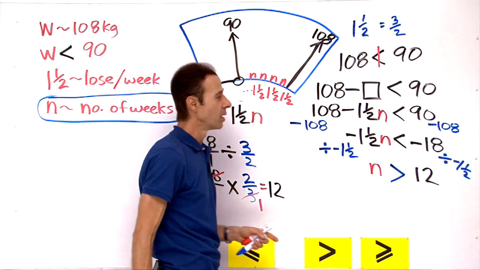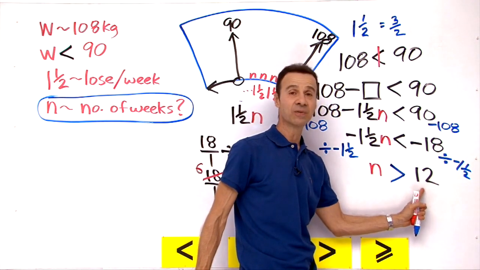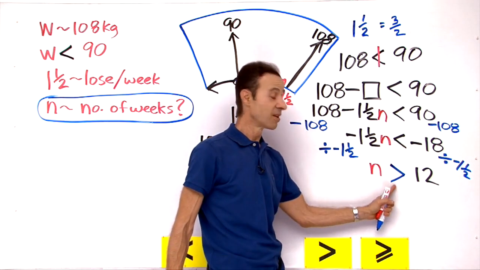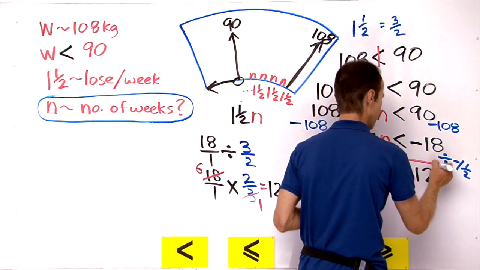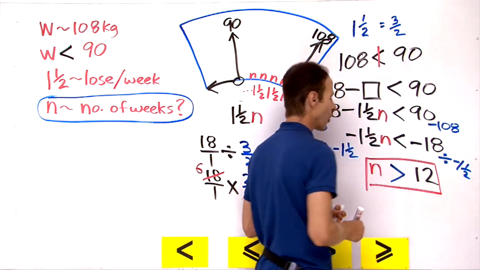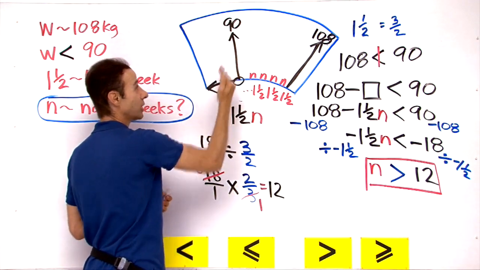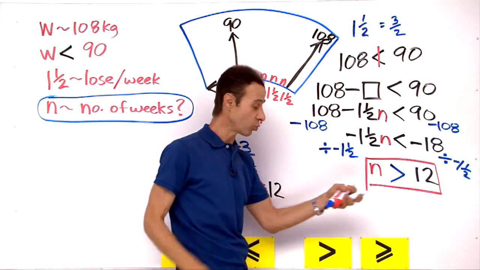So again, negative 18 divided by negative 1 1/2 equals positive 12. Negative divided by negative is a positive. And remember, we just reversed the symbol there. So n is greater than 12. So in order for James to weigh less than 90 kilograms, anywhere to the left, not including 90, he will need to go on this exercise diet routine for more than 12 weeks.